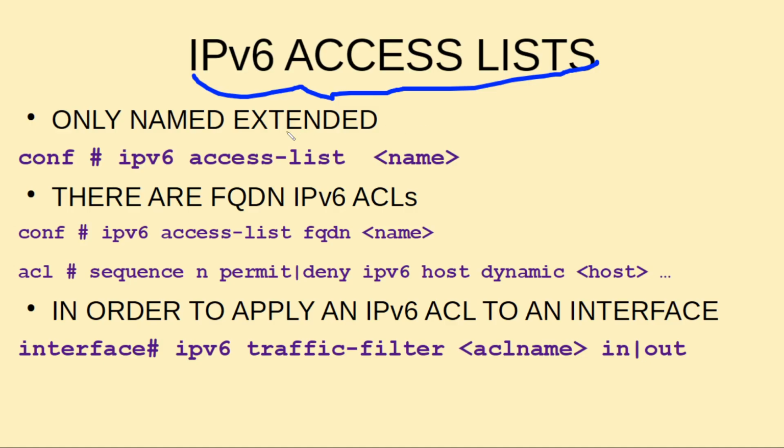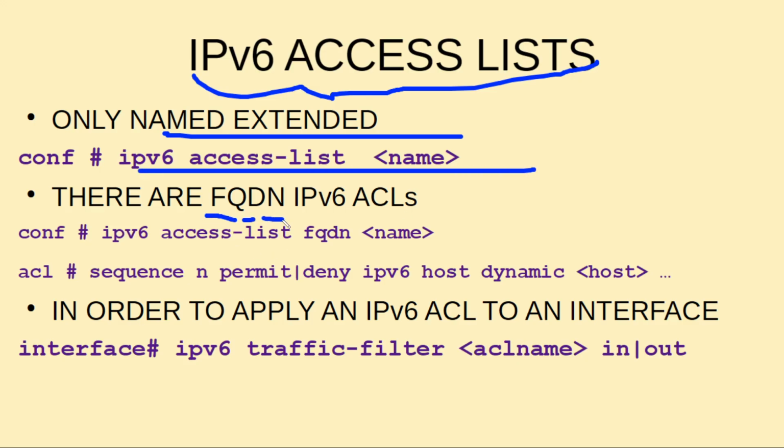We can only create named extended IPv6 access control lists with this command. We can also create fully qualified domain name IPv6 ACLs with this command. Notice that we will use this parameter in order to use host names rather than IP addresses. This device must be configured to consult a DNS server in order for this to work.